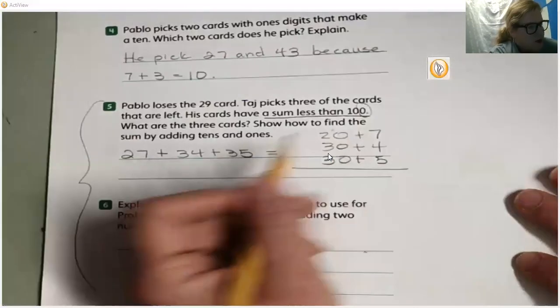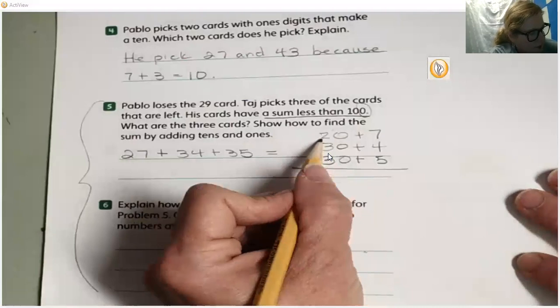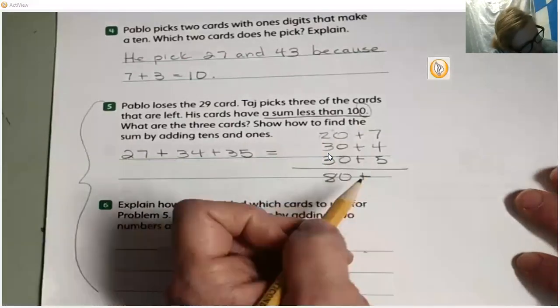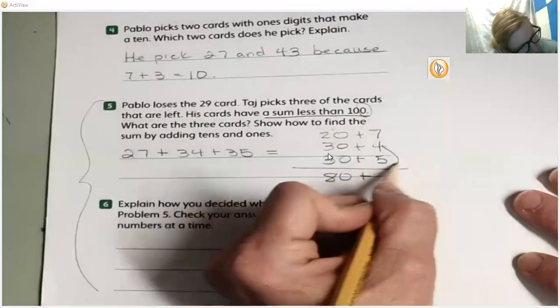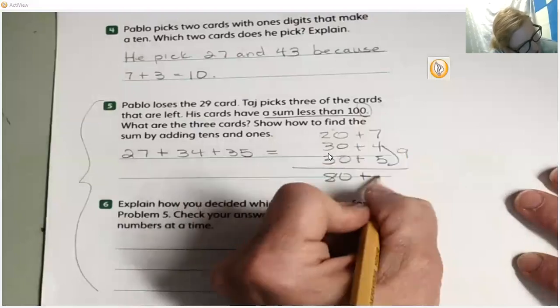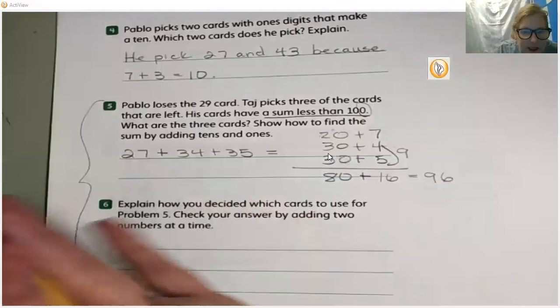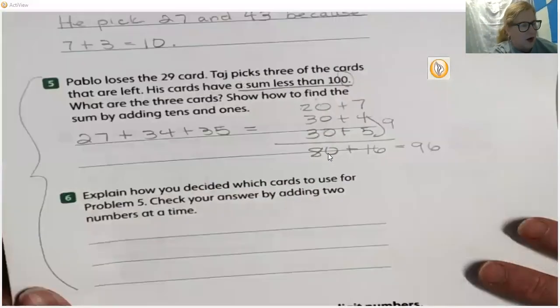There. So adding the 10s, 60, 70, 80. 80 plus. Oh, we're getting high. 80 plus 7 plus 4. That's 9. So 7 plus 9 equals 16, which makes 96. Whew, we made it. 96. Those are Pablo's cards.